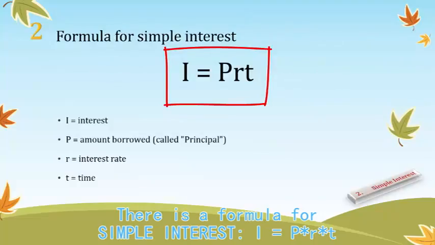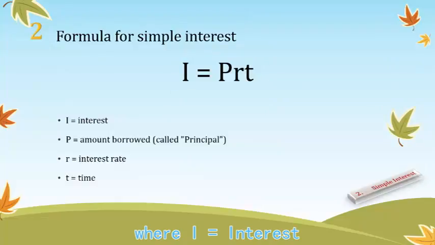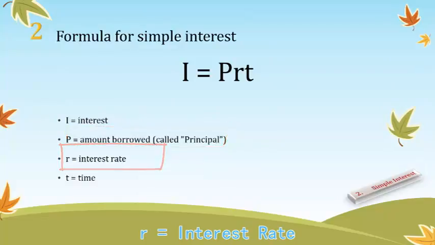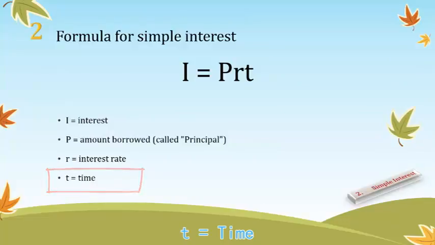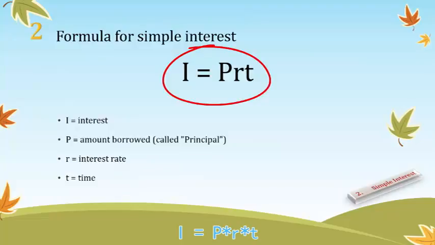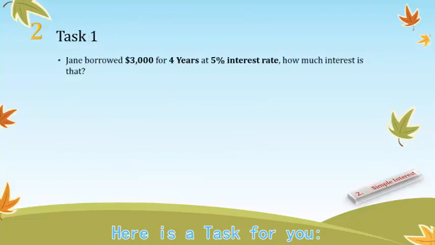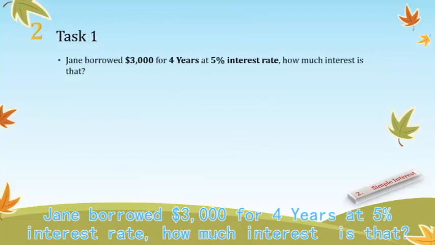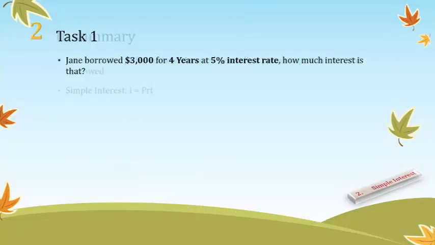So there is a formula for simple interest. I equals P times R times T, where I equals interest, P means principal, R represents interest rate, and T is time. Okay, you get it? I equals PRT. Okay, here is a task for you. Jane borrowed 3,000 for 4 years at a 5% interest rate. How much interest is that?